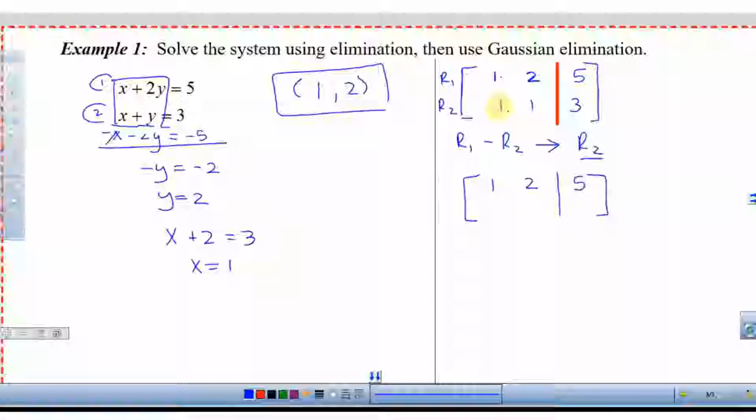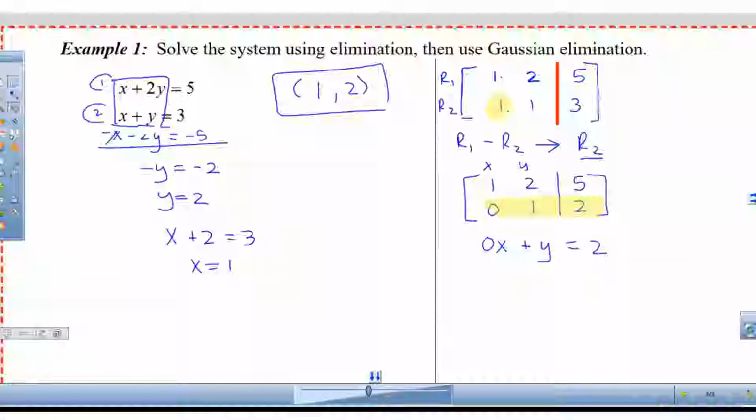Now I'm going to follow my formula. So 1 subtract 1, that's a 0. 2 subtract 1 is a 1. 5 subtract 3 is a 2. And that's it. That's all I have to do in terms of this matrix because I've got the only 0 that I need to have. So now what this means, guys, is these are my x coefficients and these are my y coefficients. So that row I just highlighted means no x, 1y equals 2.